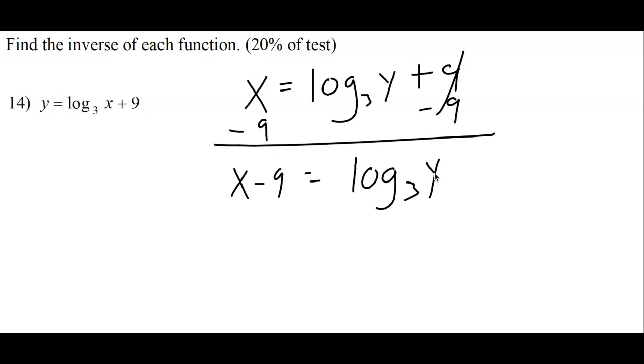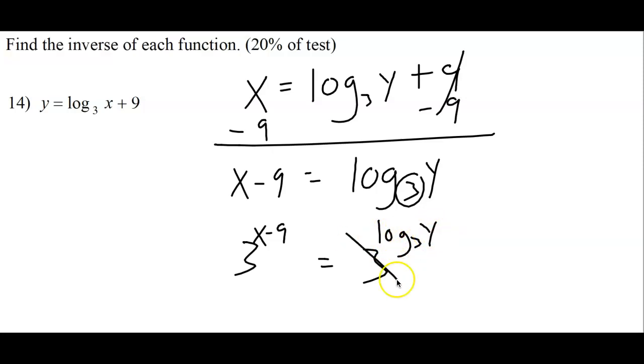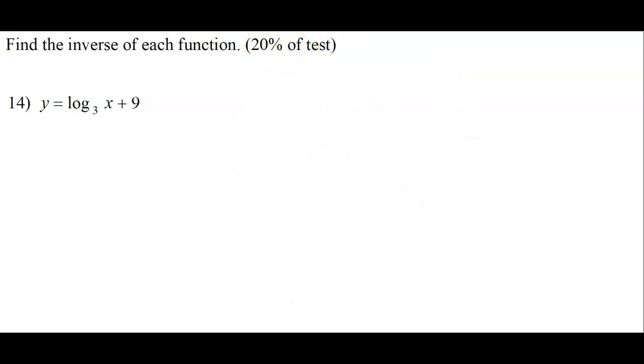And now to get rid of the log, I'm going to exponentiate both sides using a base of 3. So the left side becomes 3 to the x minus 9, and the right side becomes 3 to the log 3 y. And on the right side, these cancel, and that pretty much leaves me with my final answer there of y is equal to 3 to the power of x minus 9. So, switch the x and y, get the log by itself, exponentiate, solve. Let's go ahead and take a look at another one here.